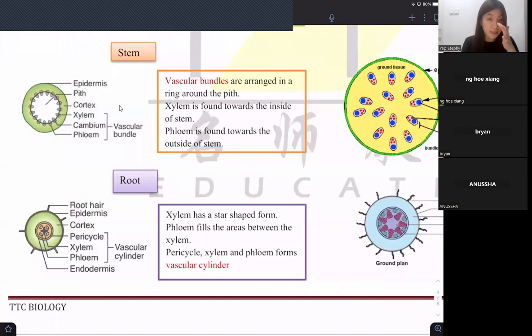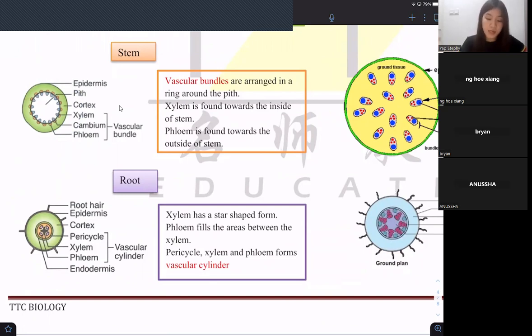But the most important is the stem and the root, because based on the diagram, you can see the difference already. The stem in the eudicotyledon is arranged in a ring form, but for the stem in the monocotyledon, you can see the xylem and the phloem are scattered throughout the stem. So these are the differences.